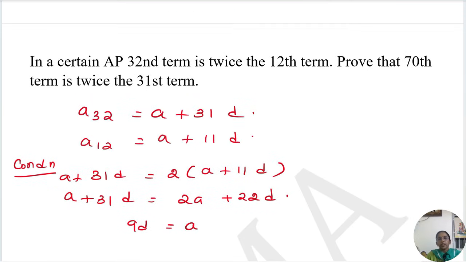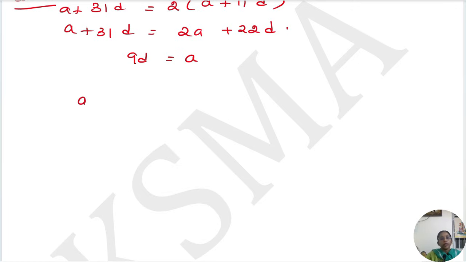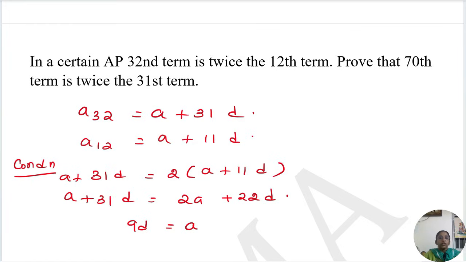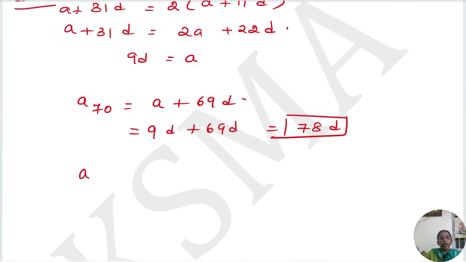So this is our equation. Now, what is our condition? Prove that the 70th term is twice the 31st term. So the 70th term, A70, is equal to a plus 69d. Instead of a, we can supply our 9d. So 9d plus 69d, which is equal to 78d. And what is our right hand side part over here? Twice the 31st term. So A31 is equal to a plus 30d, and for a we are supplying 9d plus 30d.